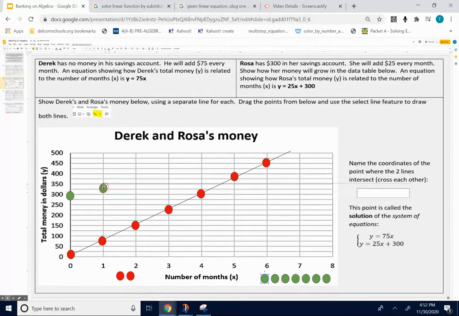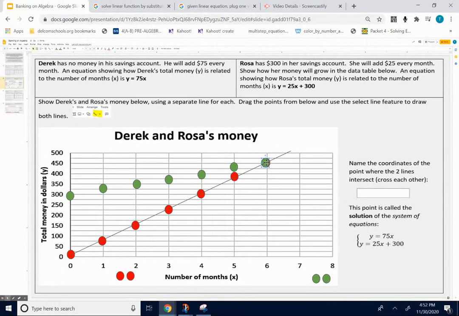Okay, up $25 over 1 month. Just continue going up $25 for every 1 month. A couple more times. I want to get to the magic spot. Because eventually, when I go up $25 over a month, look what happens.